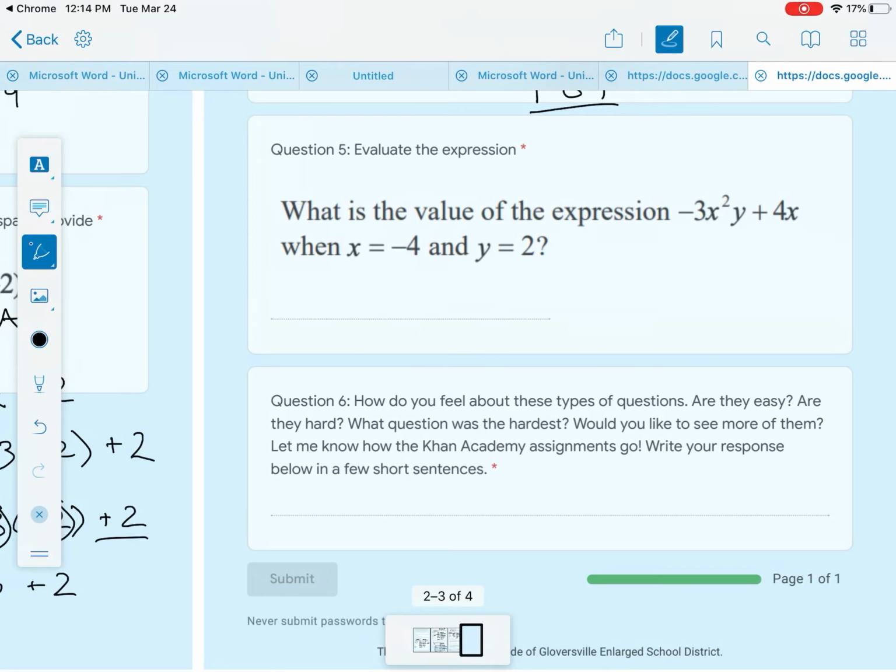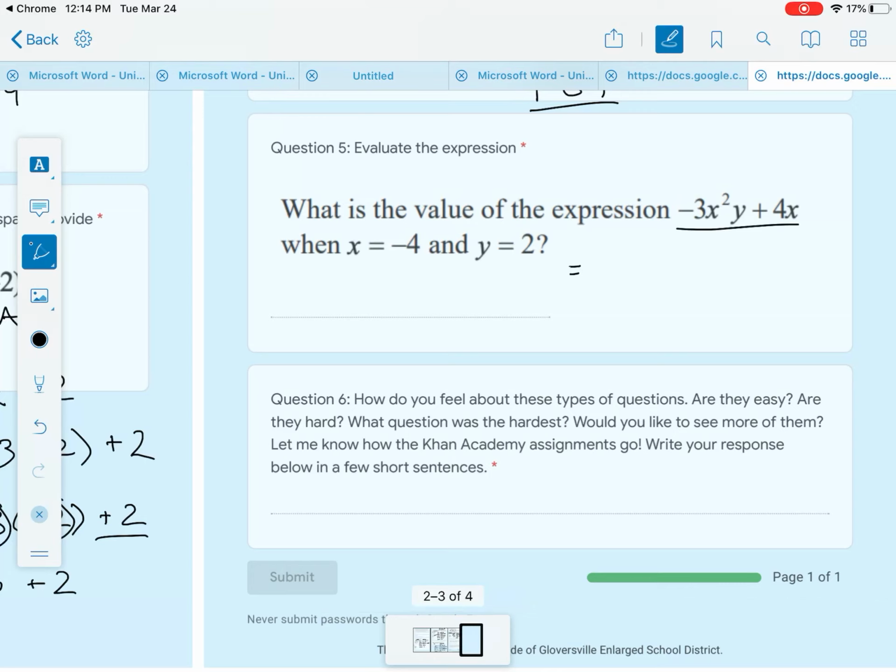Question 5 says, what is the value of the expression negative 3x squared y plus 4x when x is equal to negative 4, y is equal to 2? So, again, you'll just substitute numbers in here. Negative 3 times x, which is negative 4 in this case, squared, times y, which is 2, plus 4 times x, which is negative 4.